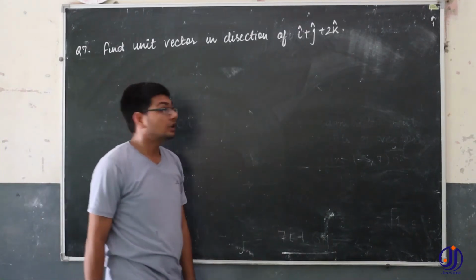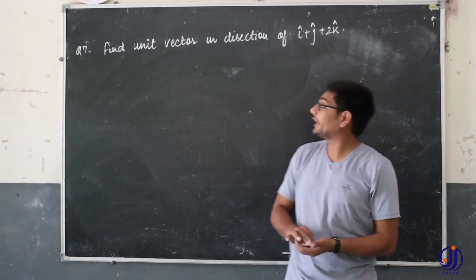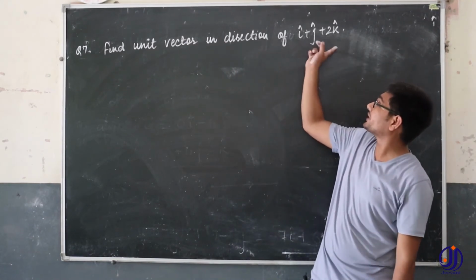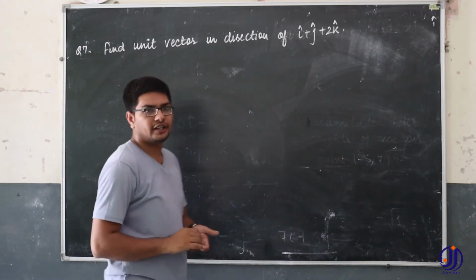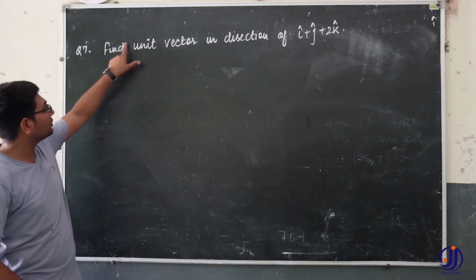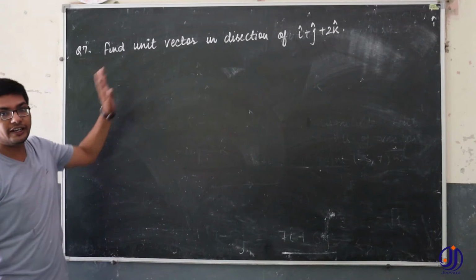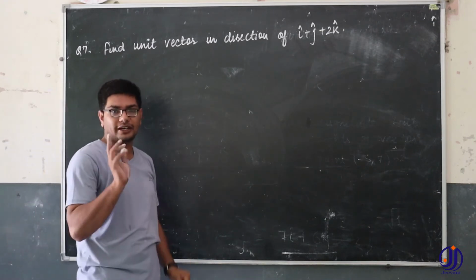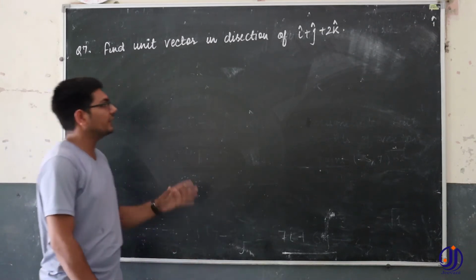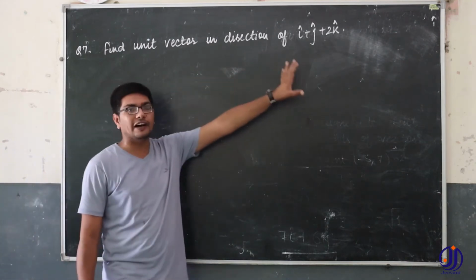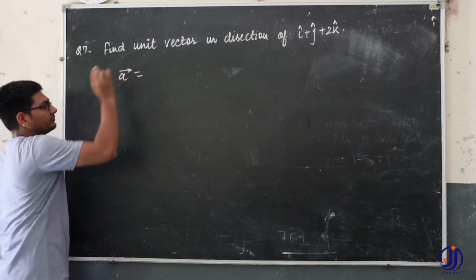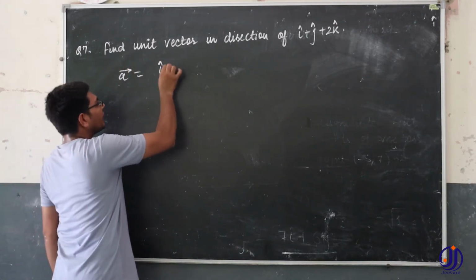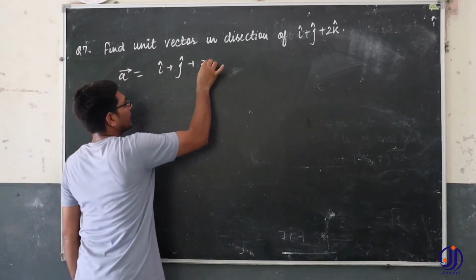In this question, we have to find a unit vector in the direction of i cap plus j cap plus 2k cap. What actually do we have to find? We have to find a unit vector. A unit vector is a vector whose magnitude is 1. We have studied it. Now in the direction of i cap plus j cap plus 2k cap, let us name it as vector A. The vector A is given as i cap plus j cap plus 2k cap.